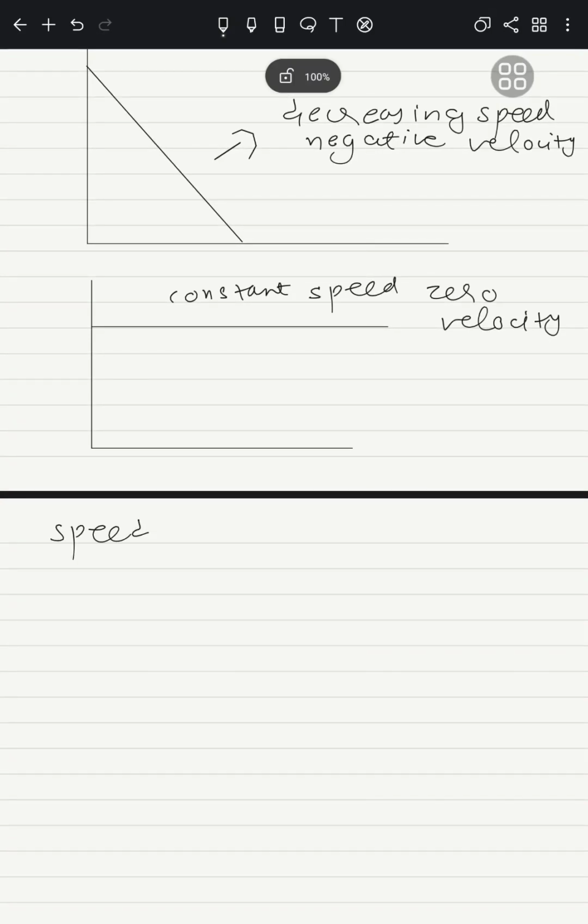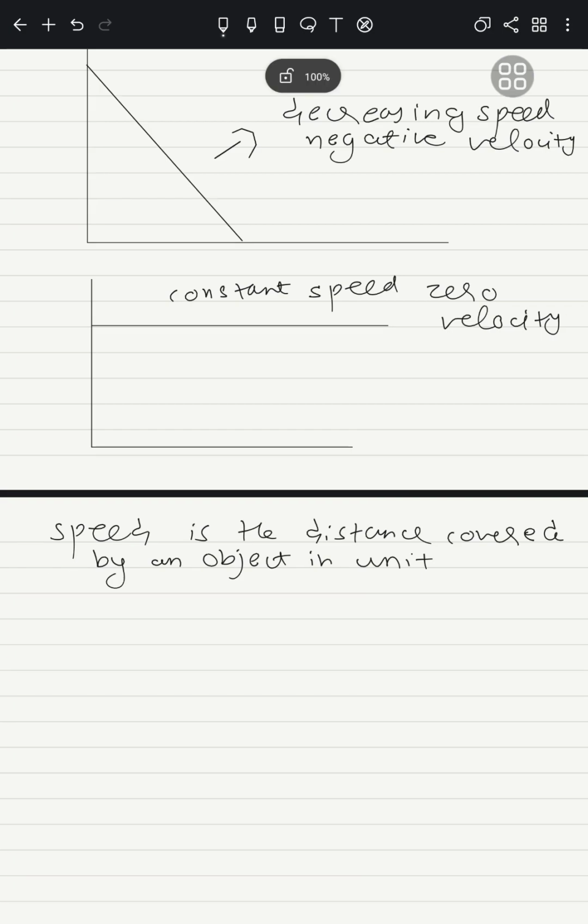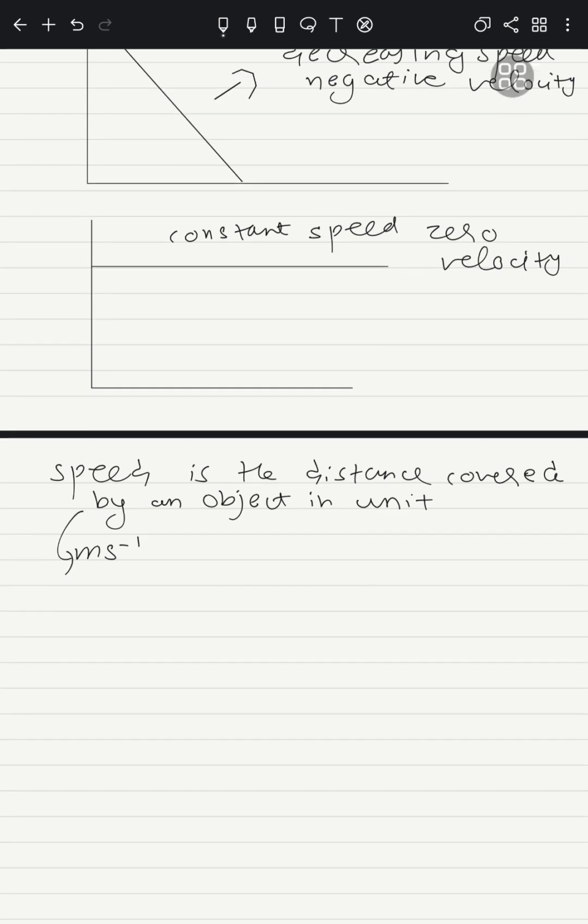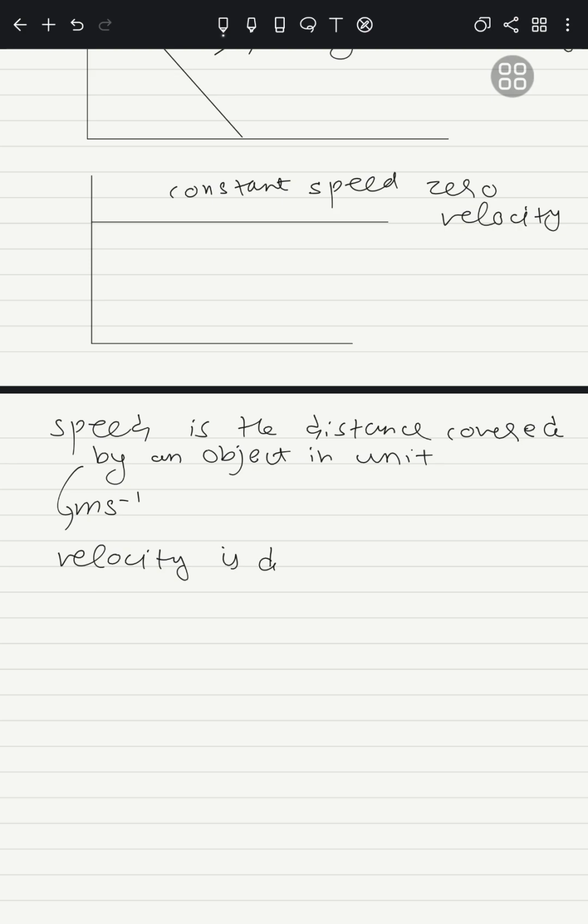Basically, speed is the distance covered by an object in unit time. So speed is distance covered without direction. You can be going up, down, north, south, east, west, southwest. It doesn't matter. It's basically just moving. It's meters per second, m s^-1, the base unit. Velocity is displacement over time.